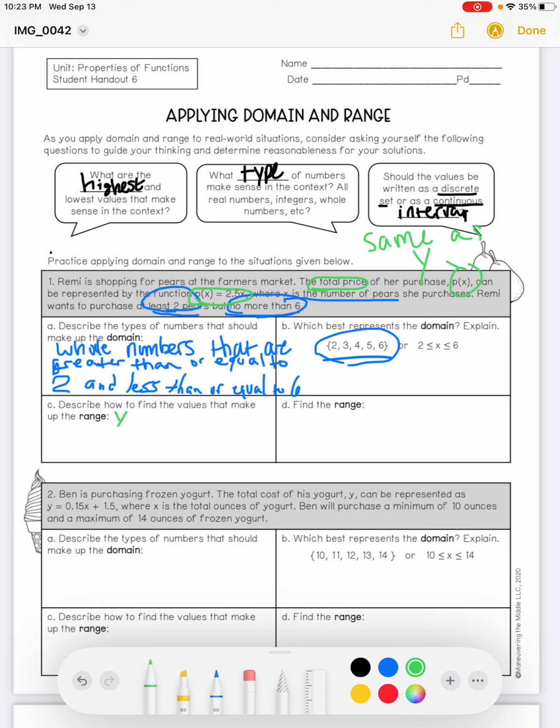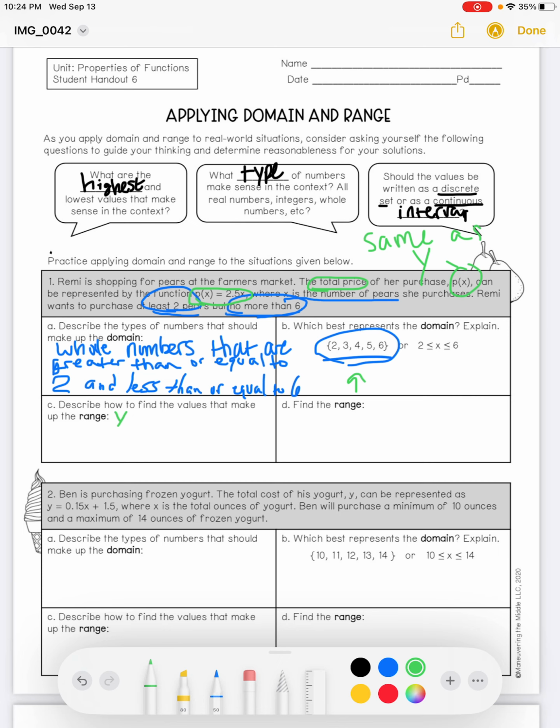So how am I going to find the range values then? Well, we use the equation. I'm going to plug in all of the numbers in my domain. Because what are all the potential purchases Remy can make? Well, she can buy 2 pairs, so I need to find out what that cost would be. She can buy 3 pairs, I need to find out what that cost would be. She can buy 4, 5, 6, and I want to find all the potential costs for Remy when she buys pairs, if she's planning to buy anywhere between 2 to 6.